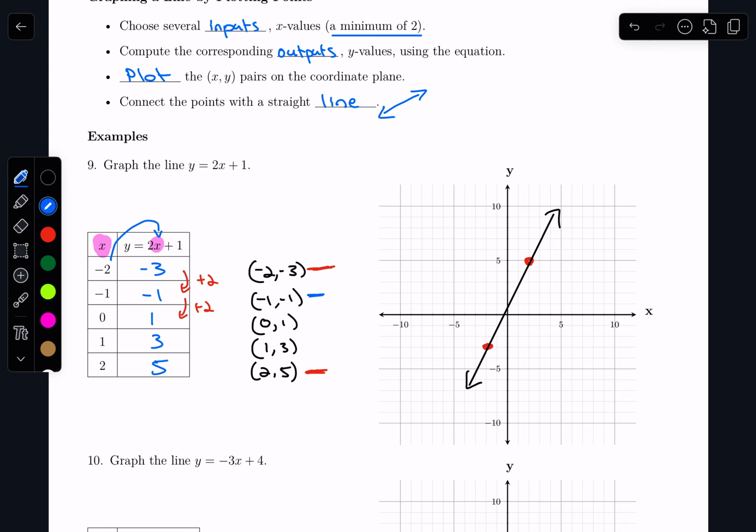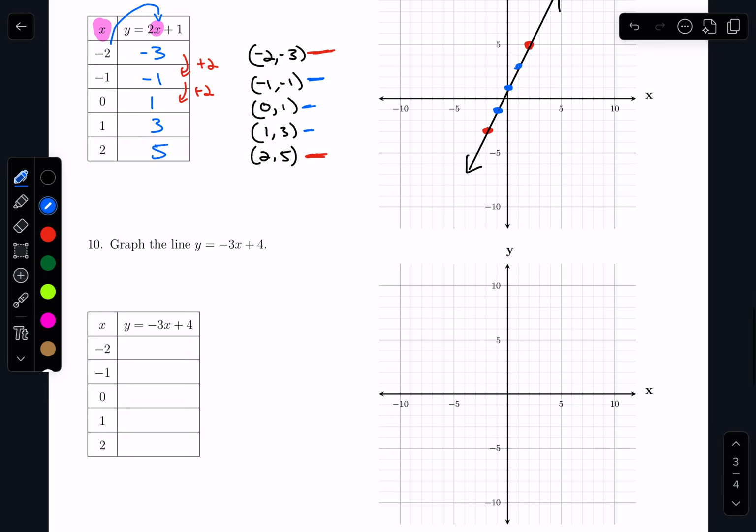If I graph (-1, -1), that's left 1, down 1. Do you see how that blue dot is on the black line? And then (0, 1), that's not left or right at all, just up 1. That's also on the line. And (1, 3) is right 1, up 3. That's also on the line. So the reason we can choose any 2 points and then draw a line through them is because they are all on the same line. So we don't need to graph all 5. We just graph whichever ones are most convenient for us to then draw a line through.